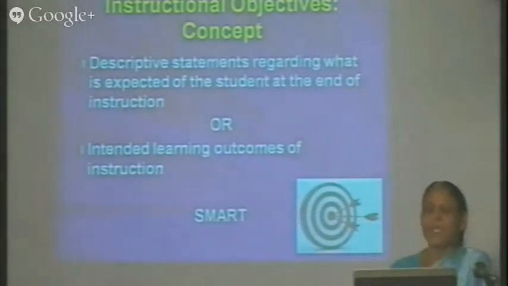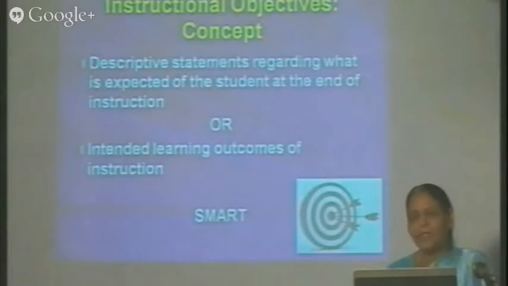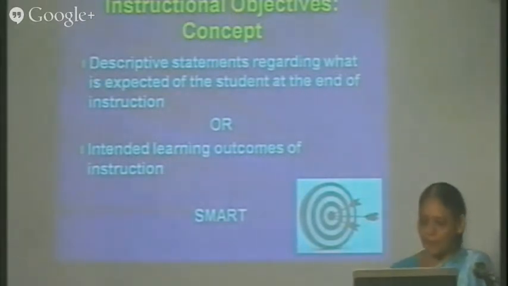Then comes A. A stands for agreed upon. Teacher and student should agree on what the outcome of learning will be. So student and teacher should come to a common understanding of what a student will be able to do after learning a particular topic. R stands for realistic.